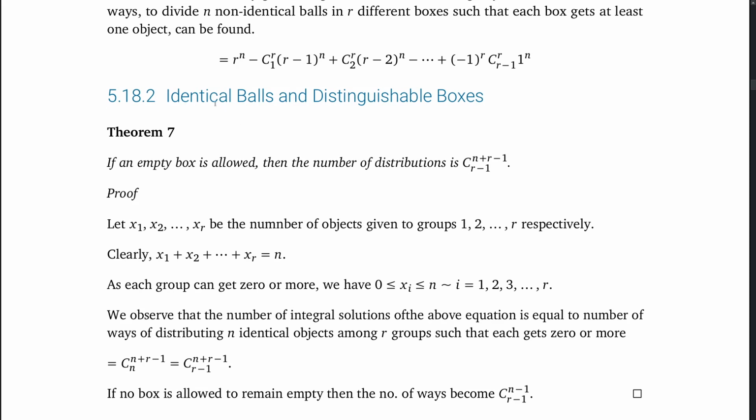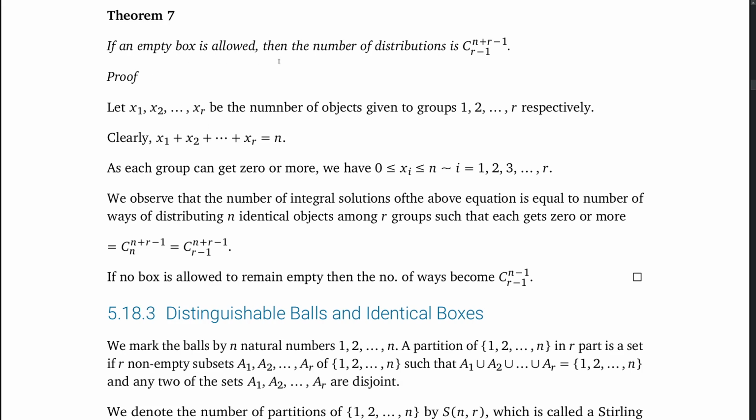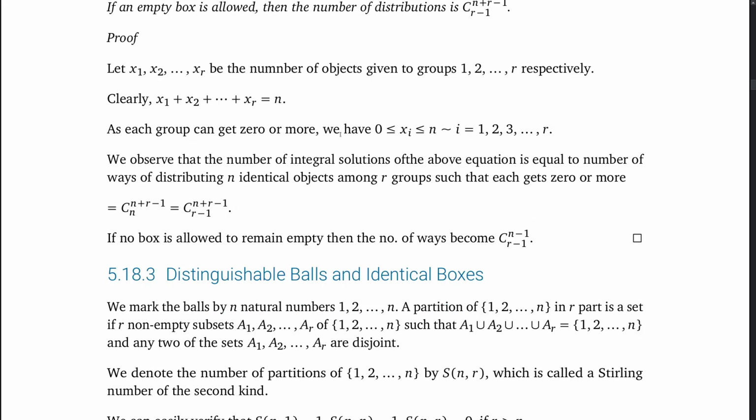Now the second case is identical balls and distinguishable boxes. If an empty box is allowed, then the number of distributions is (n+r-1)C(r-1). In this case, we let x1, x2 through xr be the number of objects given to boxes or groups 1, 2 through r respectively. So x1 plus x2 plus through xr would be n. As each group can get 0 or more, we have 0 less than or equal to xi less than or equal to n, where i is equal to 1, 2, 3 through r.